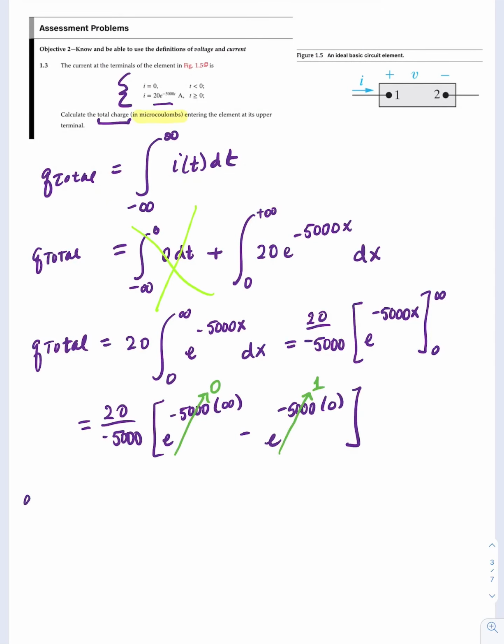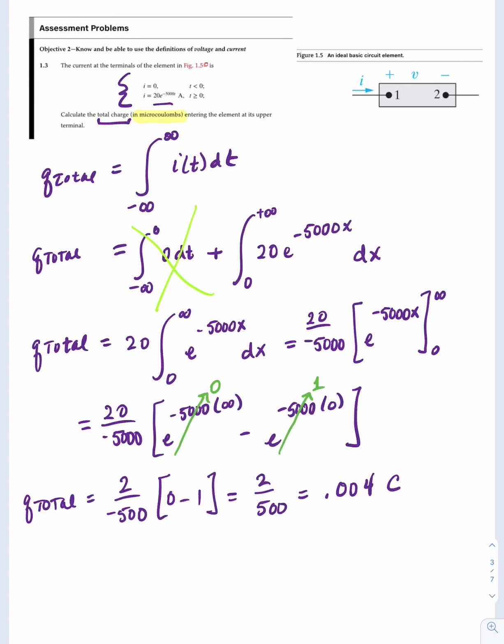So our Q total is equal to, we'll simplify that a little bit, 2 over 500 times (0 minus 1), which is 2 over 500, which is 0.004 coulombs.